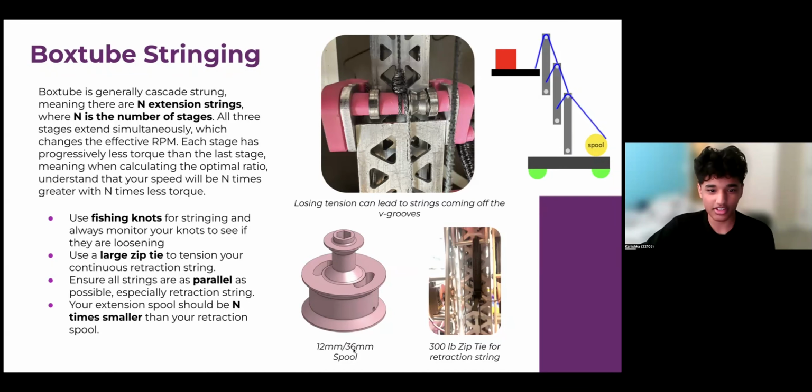So this picture up here is actually what happens when you lose tension. The string comes off your V groove and it gets stuck on the side. So that's just not good. If you have a bearing shield, it can also get stuck in the edge of the shield. So yeah, your extension is cascade, but your retraction is continuous. So that means that your retraction should be n times as large as your extension. For us, it's 3 stages, so our retraction is 3 times as large as extension.